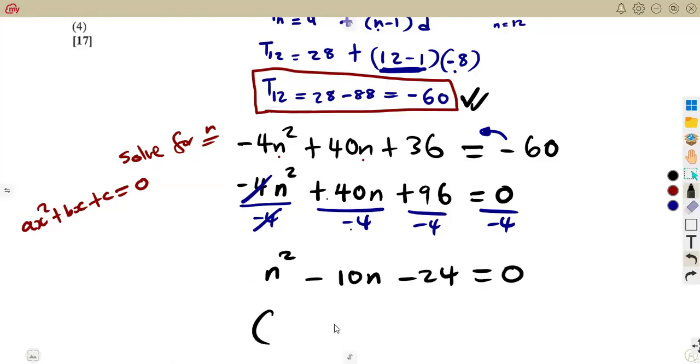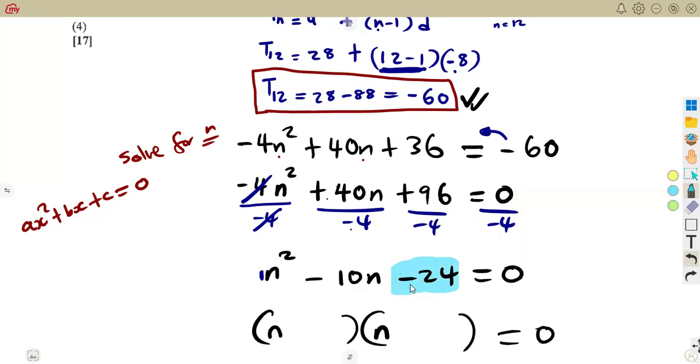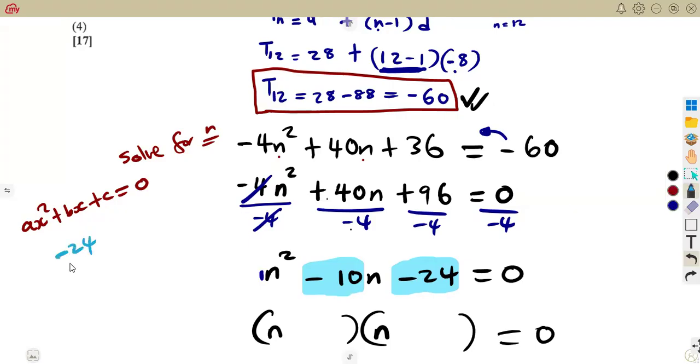Solve this equation by factorization method. Since the coefficient of n squared is 1, we are just going to have 2 brackets with n and n here. Then we consider the constant minus 24. What are the products? 2 factors that you multiply to obtain minus 24. But when you add, you're supposed to obtain negative 10. Which numbers are you going to consider there? Minus 24. 2 numbers. You multiply to obtain minus 24. But when you add, you must have a negative 10.